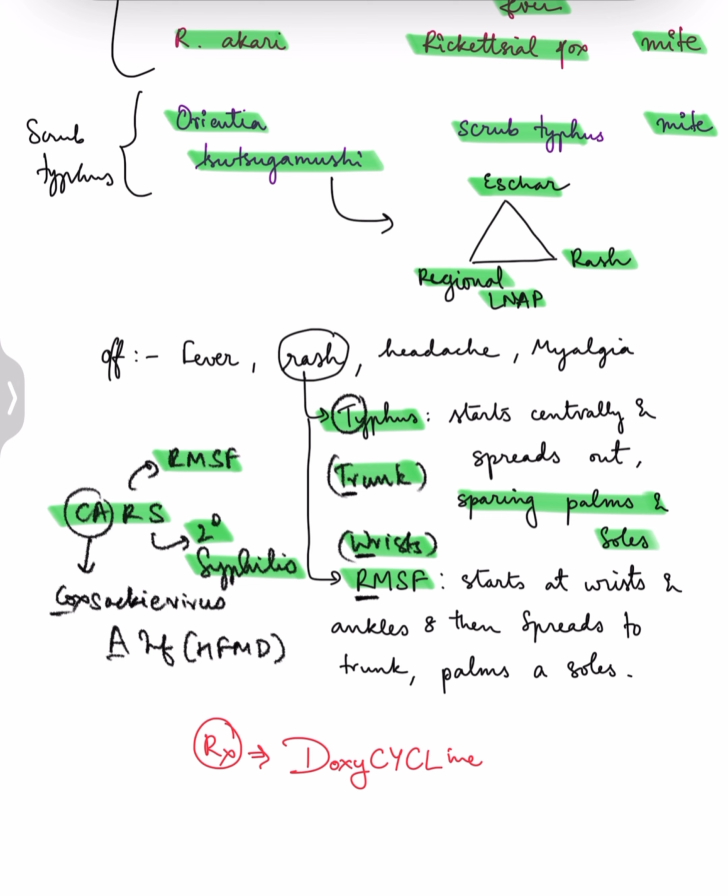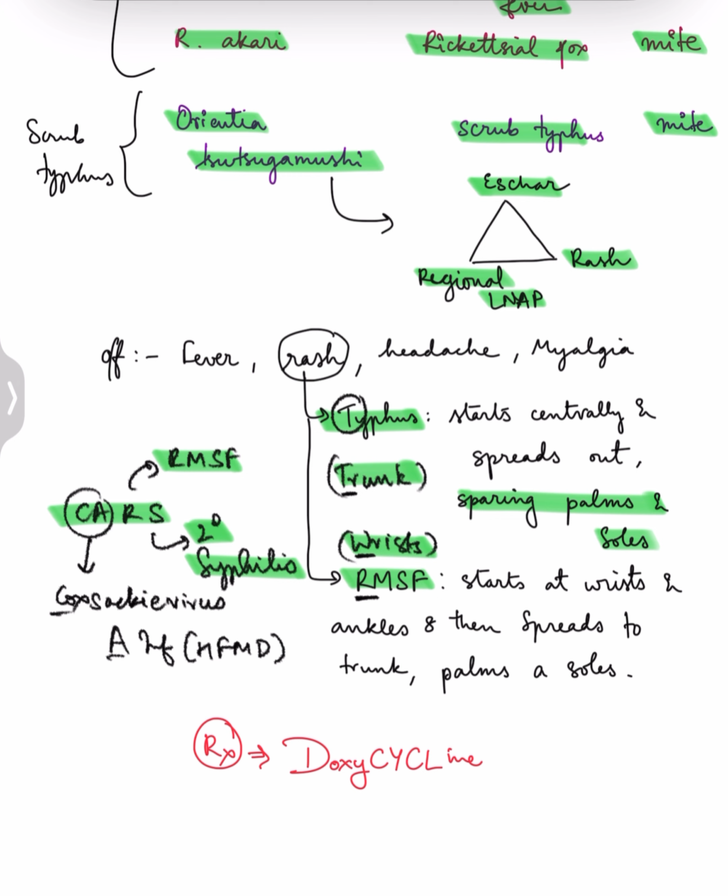Tick and mite, they bite and inoculate the bacteria into the skin. That way you can remember it. They're kind of rhyming. Tick and mite, they bite. Whereas in the case of louse and flea, they inoculate the bacteria when they're rubbed over abraded skin or mucosa.